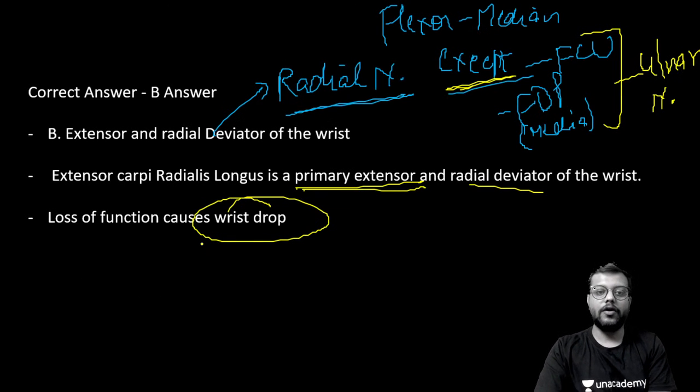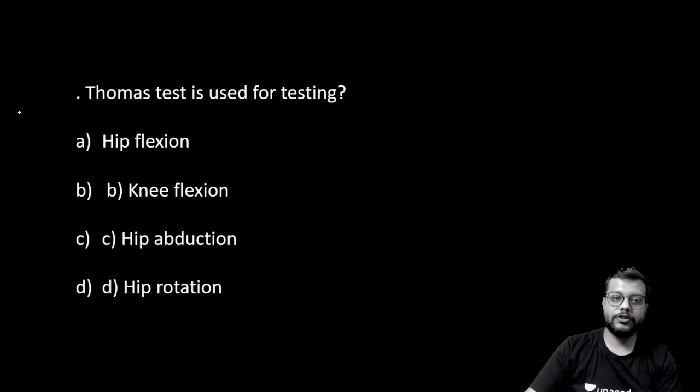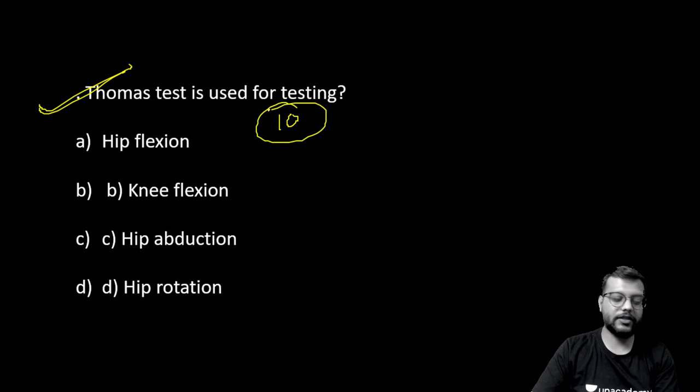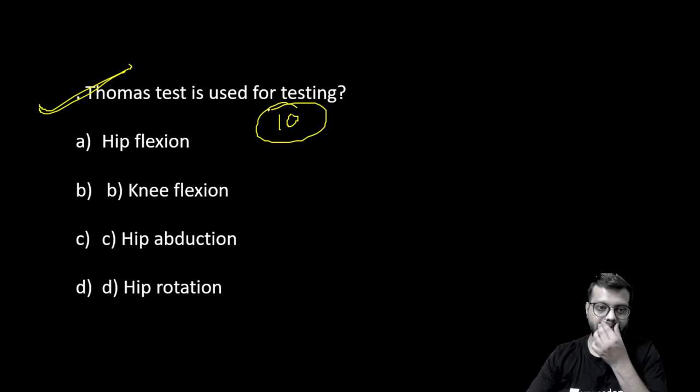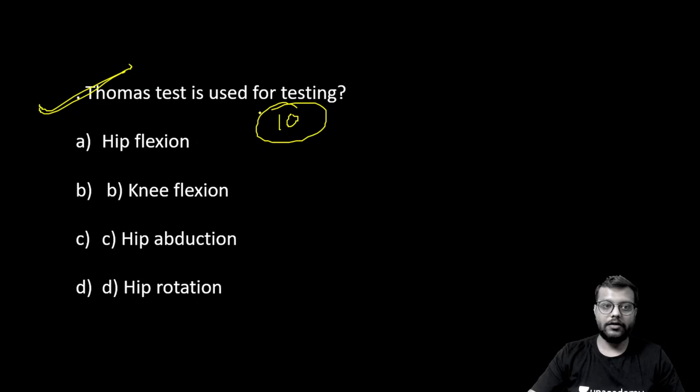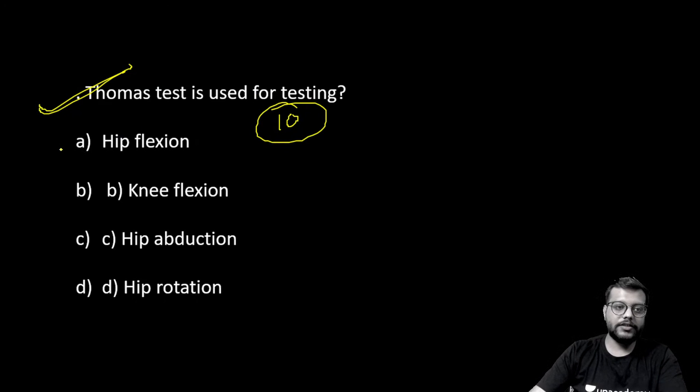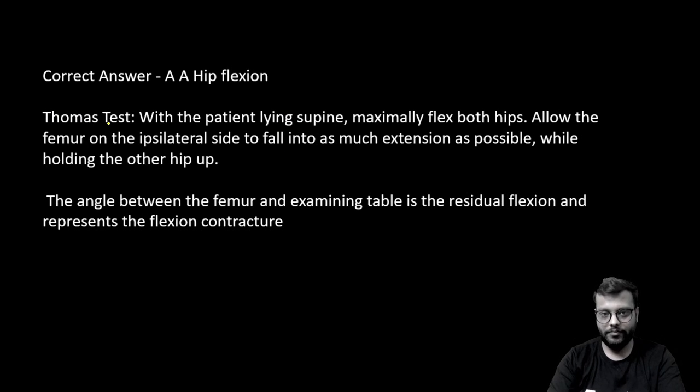Okay, so the next question is Thomas test is used for testing. Here are your 10 seconds. So the answer is A, that is hip flexion. Thomas test is used for testing your hip flexion deformity. Just remember this thing. Okay, and how is it done?